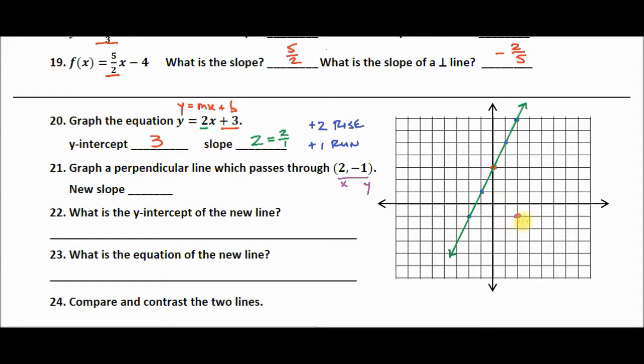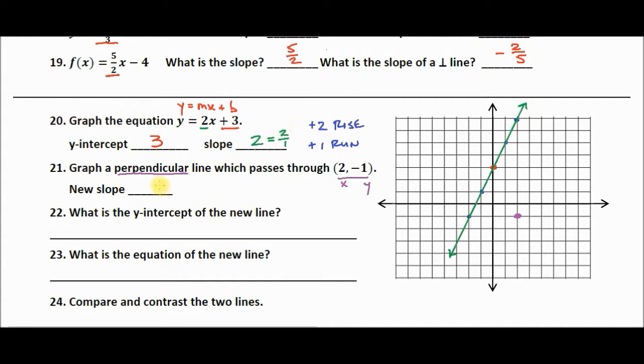And they want us to draw a line that is perpendicular to the green line and passes through this. It sounds complicated, class, but it's not that bad. Let's follow the instructions. First of all, we should determine what's our new slope. If the slope of our existing line is 2/1, a perpendicular line will be the opposite reciprocal.